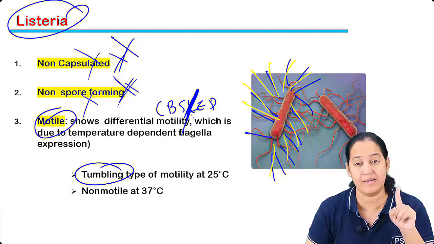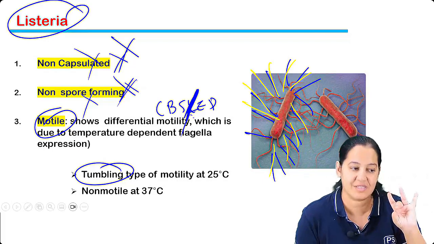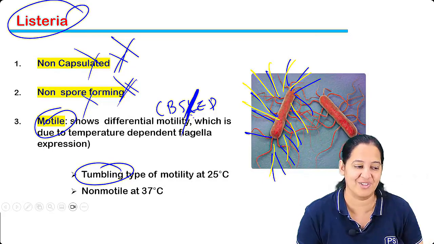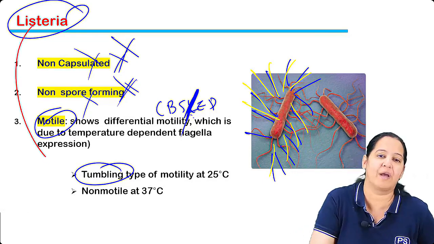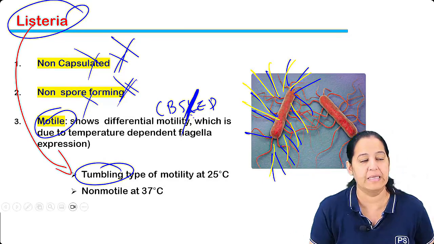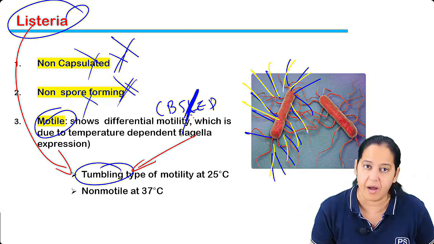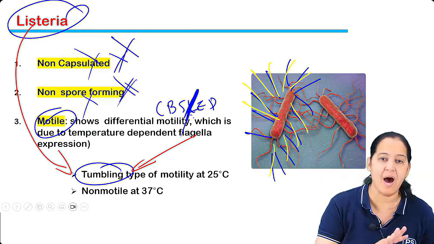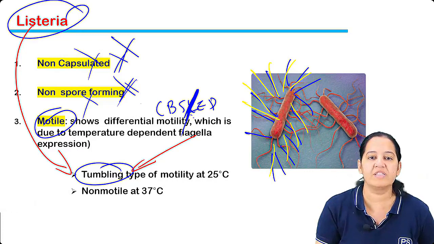Yesterday I made you understand the different types of motility. What is darting? What is tumbling? What is corkscrew? What is swarming? I showed you GIFs of all of them. Only the bacteria which show tumbling is Listeria. So tumbling is a very big clue. If tumbling comes in the question, the answer is Listeria. That's it. Number one.